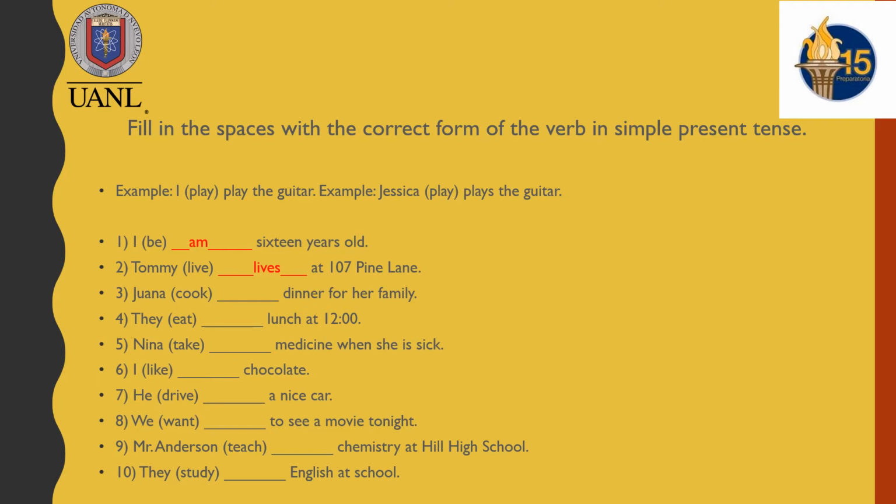So you have to remember the rule. With he, she, and it, you have to add the letter S to the verb. So I have already answered the first one and the second one for you. And then you're going to continue with the rest, right? So you have, I am 16 years old. Tom lives. And then you have the rest of the statement, but you have to remember that you have to add the letter S because you are talking about the third person, that is Tommy. Tommy lives, okay?